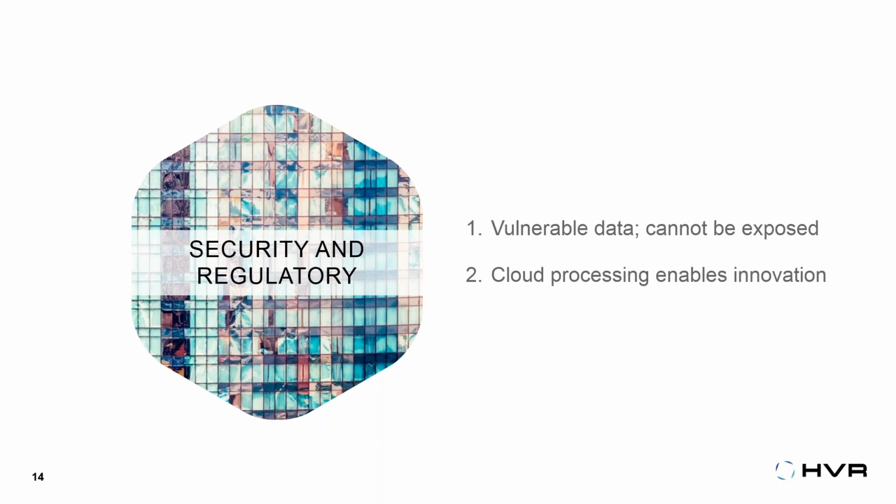And then we're looking at security and regulatory reasons. Of course, like we mentioned before, sometimes organizations can't necessarily store some of their data in the cloud. So we have vulnerable data that cannot be exposed, data that maybe cannot be stored in a data center in a particular region. But then, of course, the flip side is that the cloud processing can enable some innovation. So from that perspective, we want to take the best of both worlds. We know we can't expose all of the data, but we do want to take advantage of some of that innovation that cloud processing enables us.